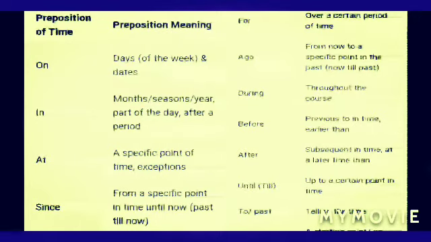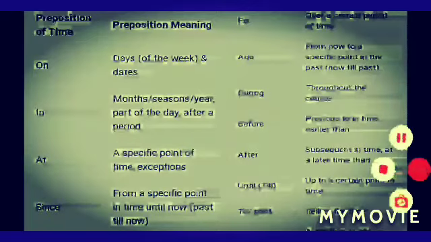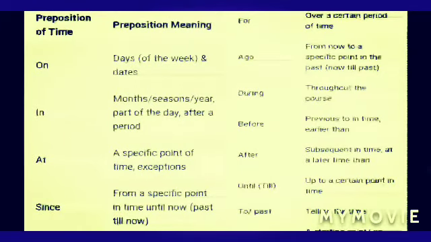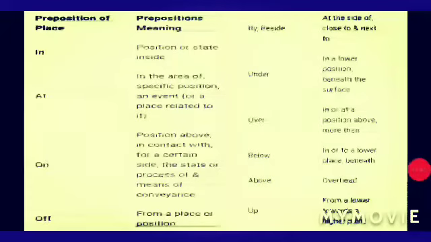Ago, from now to a specific point in the past. During, throughout the course. Before, previous to in time, or earlier than. After, subsequent in time, at a later time than. Until, up to a certain point in time. To, past, telling the time. I hope you will feel easy to frame the sentences with the help of these prepositions.